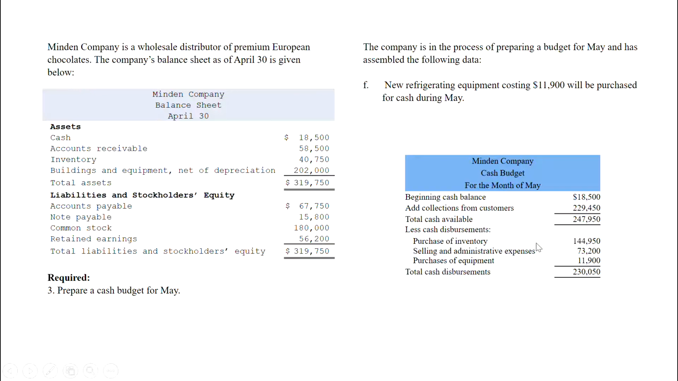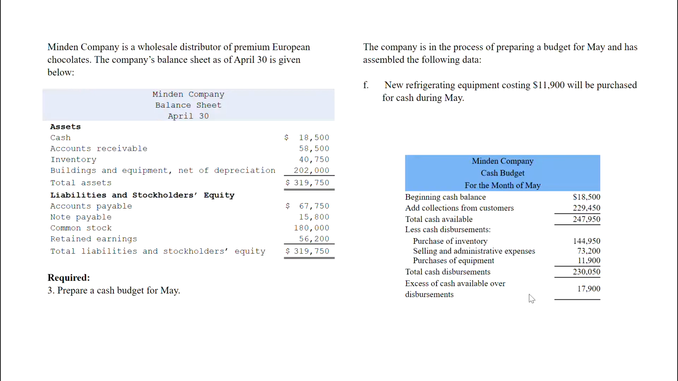Add together our projected purchase of inventory of $144,950, our projected selling administrative expenses of $73,200 paid in cash, our cash payment projected for purchase of equipment of $11,900, and total expected cash disbursements are $230,050. Subtract that $230,050 projected disbursements from the cash available of $247,950, and we get, in this situation, because we have more cash available than expected disbursements, excess of cash available over disbursements of $17,900. We're not quite finished. Keep in mind, we have to consider, was there any financing?